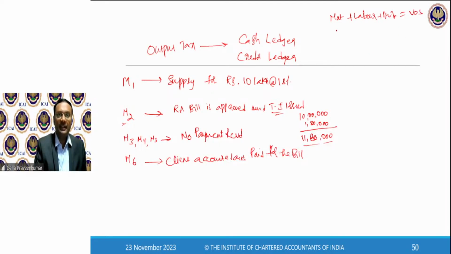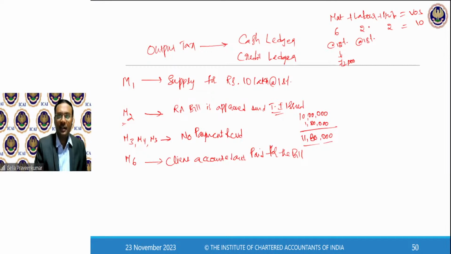So material value is, say, assuming 6 lakhs. Labor value is 2 lakhs. Profit portion is 2 lakhs. My value of supply happens to be 10 lakhs. On material, assuming I have paid tax at the rate of, say, 12%. On labor, I have paid tax at the rate of, say, 18%. This is how my composition of taxes is. On 6 lakhs, the tax I have paid is 72,000.